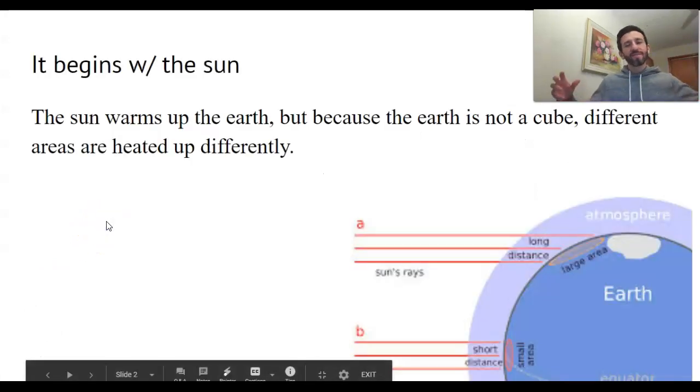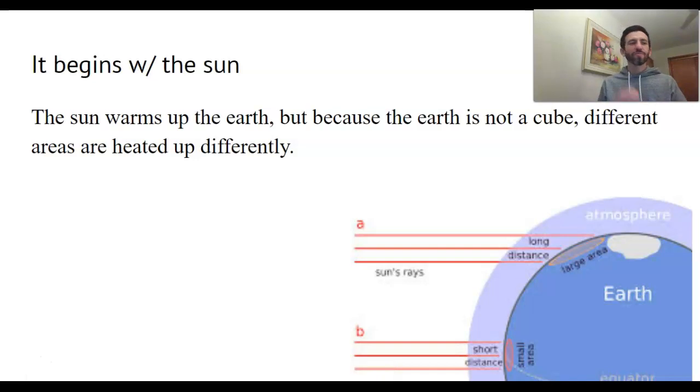So climate, weather, all begins with the sun, okay? Because the sun warms up the earth, but it warms up the earth unequally. Therefore, we get different weather patterns and climates and biomes and all this other stuff, okay? Now, one of the reasons why the sun warms up the earth unevenly is because the earth is not a cube. Looks kind of spherical, okay? So different areas get heated differently.